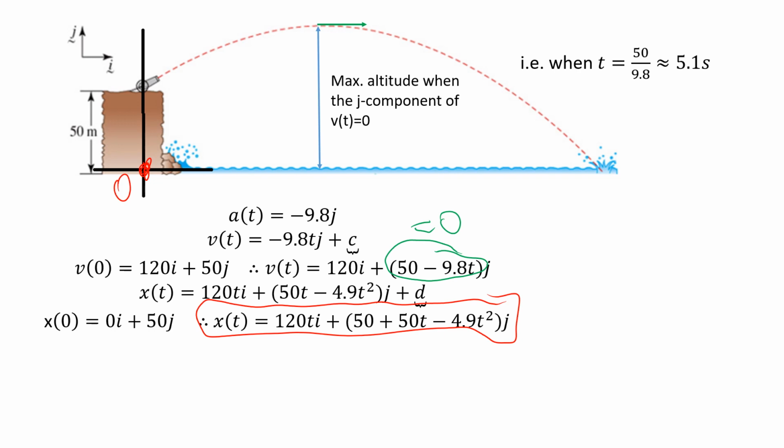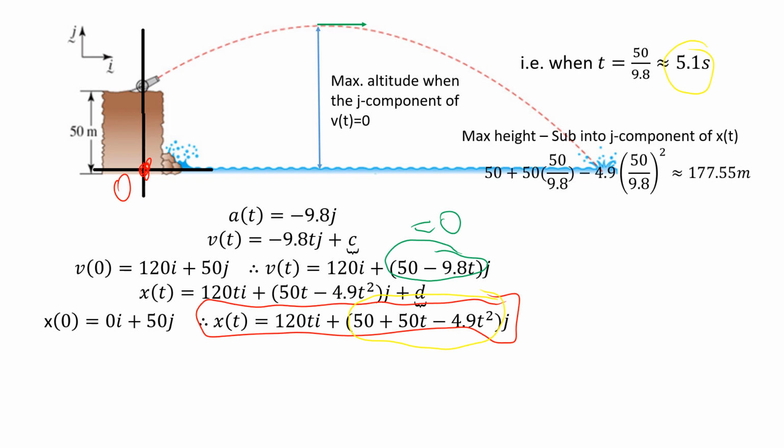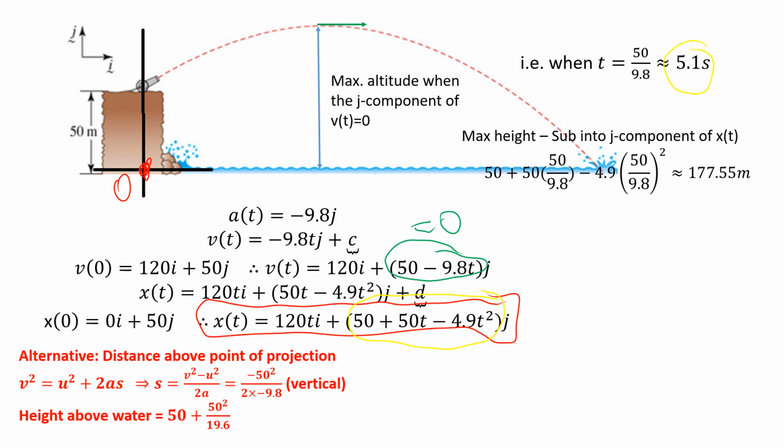How do we work out the maximum height itself? And you guessed it, we can substitute that t value into the j component of our position vector function, and then we get the maximum height it reaches above sea level, as you can see, 177.55 meters. All right, what's next? In fact, before we go down that path, let's consider how this might be done using our formulas for constant acceleration.